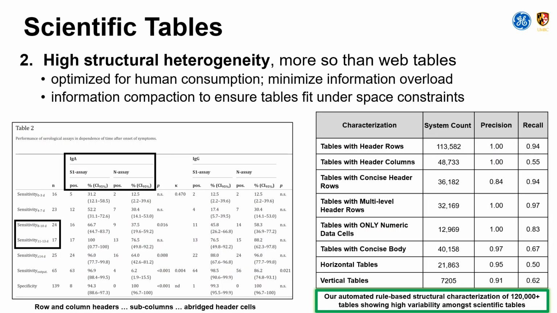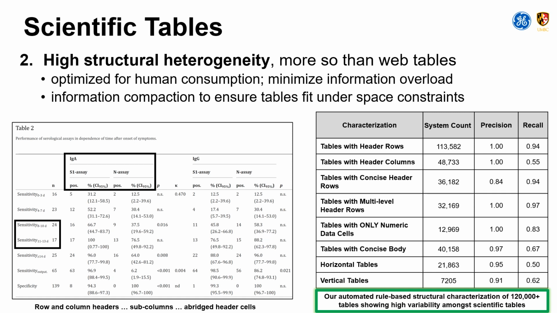Now, perhaps the most distinguishing characteristic of these scientific tables is their high structural variability. So like web tables, these scientific tables are also optimized for human consumption and try to minimize the information overload on the human that's trying to consume that data. But unlike traditional tables, scientific tables, those found in documents, are meant to fit in a page. Right? So they're structurally formatted to fit within a lot of spatial constraints. Like there's limits on the size of a page, there's limits in the number of pages, there's costs associated with printing the documents. Then there's also the desire to put the tables right next to the text that describes them, and so on and so forth.